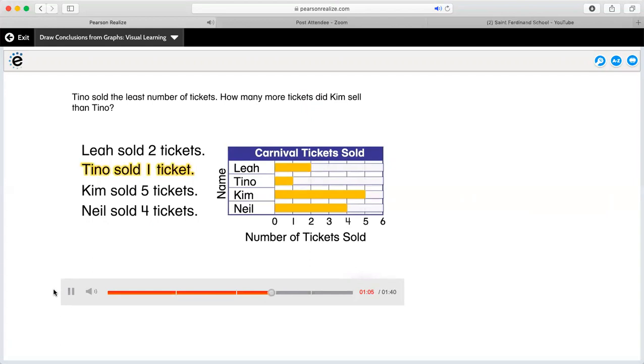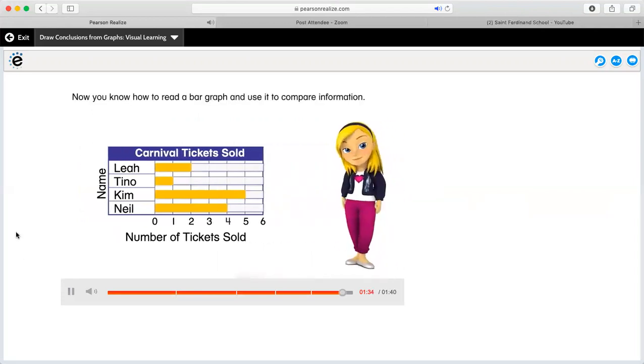How many more tickets did Kim sell than Tino? Five minus 1 equals 4. Kim sold 4 more tickets than Tino. How many fewer tickets did Neil sell than Kim? 5 minus 4 equals 1. Neil sold 1 less ticket than Kim. Now you know how to read a bar graph and use it to compare information.